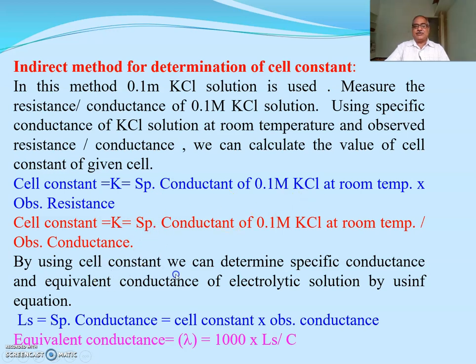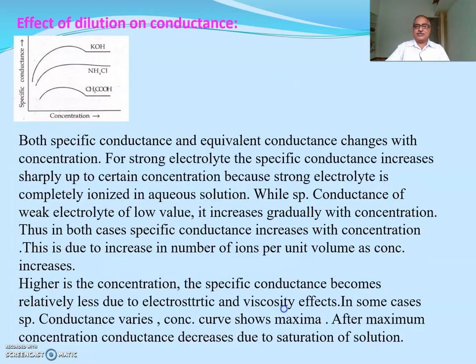Then, using the cell constant, we can determine the specific conductance and equivalent conductance of an electrolyte solution. Specific conductance equals the cell constant multiplied by the observed conductance. The equivalent conductance is 1000 times Ls divided by C. In this way we can calculate the equivalent conductance of an electrolytic solution.